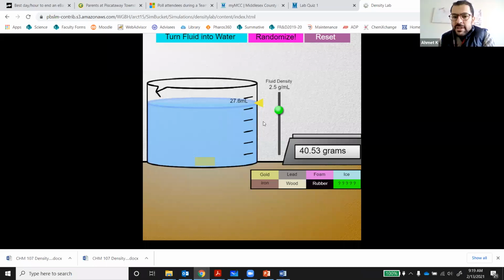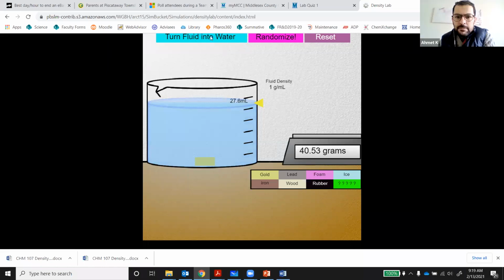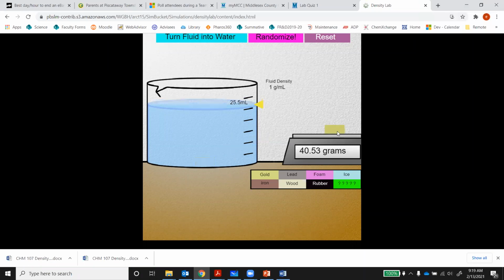Timothy, I think your question was, do the instructions say to bring this to a certain point? No, the instructions actually say to click that turn fluid into water thing at the top, and I was getting the wrong initial volume. Should the initial volume always be 25.5 for all experiments? Again, initial volume doesn't matter, Timothy.